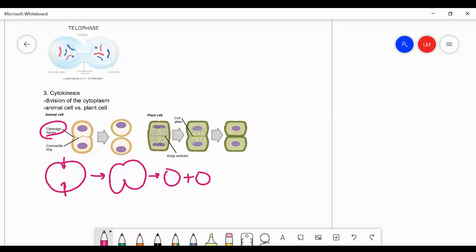Plant cells, cytokinesis is a little more complicated because they have an issue of the cell wall. And so what happens is a cell plate gets built in the middle of the cell, which you can see right here, which eventually will form it into two cells. And that is all for the cell cycle.